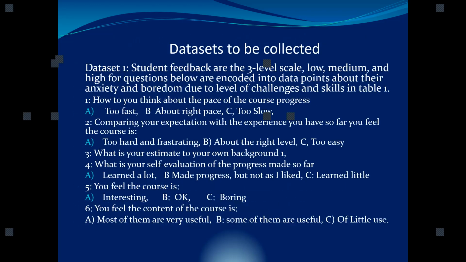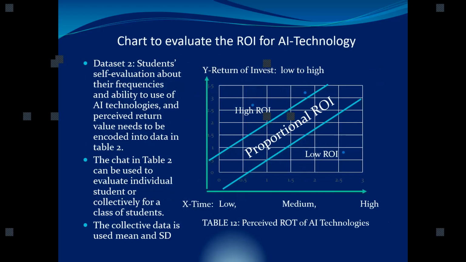So how do you interpret the data once we have it? Let's see what kind of data we are looking for. I'm not going to read all those questions. Those are the data sets we're going to collect about the course content. There are 6 questions, and we have done those before. We just need to redo it under the new learning environment. So our goal, content-wise, is to have most data points from the students stay right in the middle ground of the proportional ROI, the return on investment.